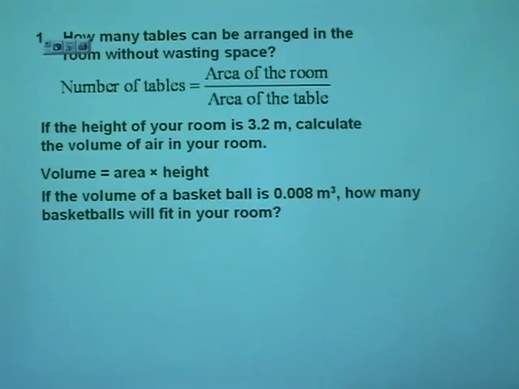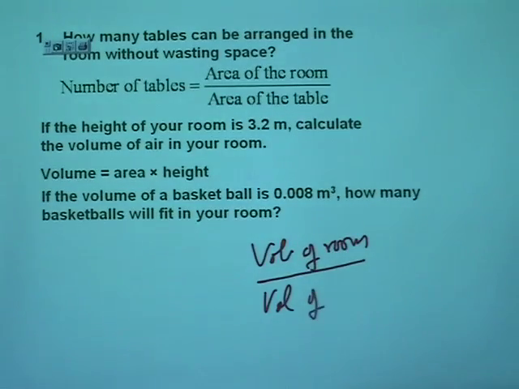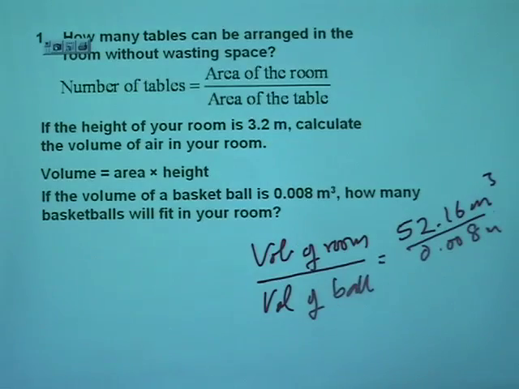52.16. So, I have a volume of the room divided by volume of the basketball. Volume of the room was 52.16 meter cube, and the volume of the basketball is 0.008 meter cube. And so, what will be my result? Well, that's a lot of basketball. That is 6,520. I will be able to fit in 6,520 basketballs in this room.